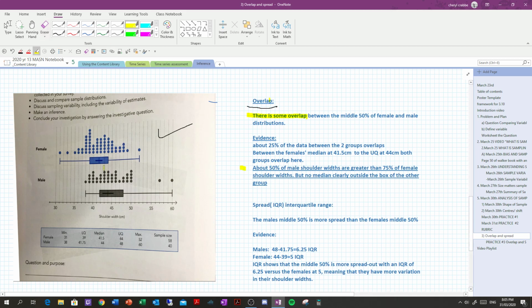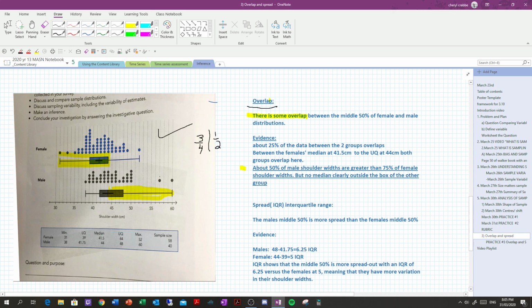So about 50% of the male shoulder widths are right here. This is 50%, right? In here, because that's 25% and 25%. So that's about 50%. And about 50% of the male shoulder widths are greater than 75% of the female's shoulder width, which is that much. Right? So we've got our 3/4 half rule happening, because that's the 75% and the 50%.